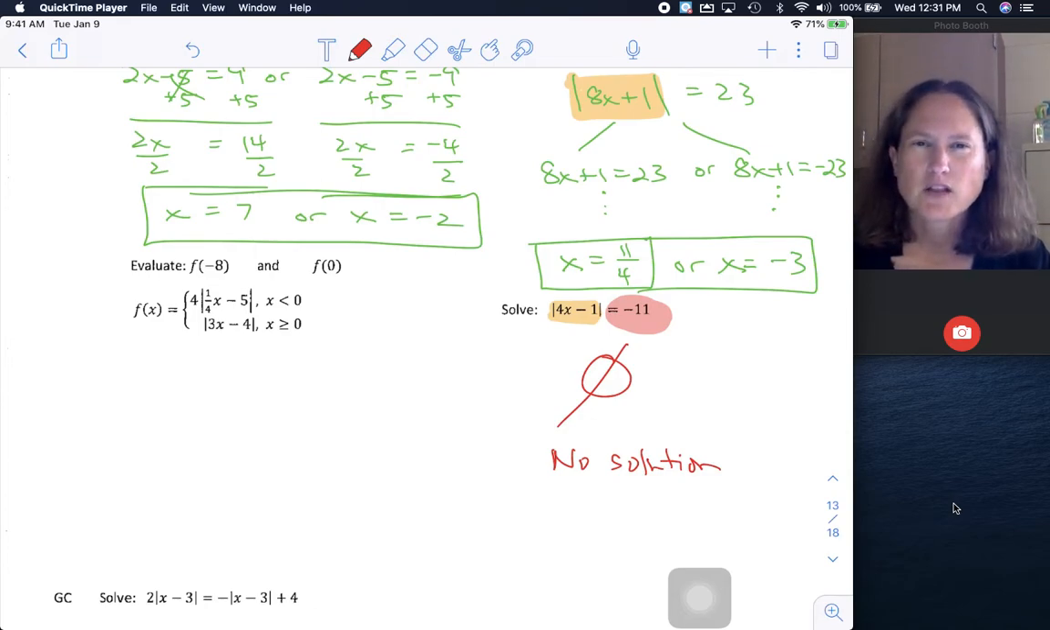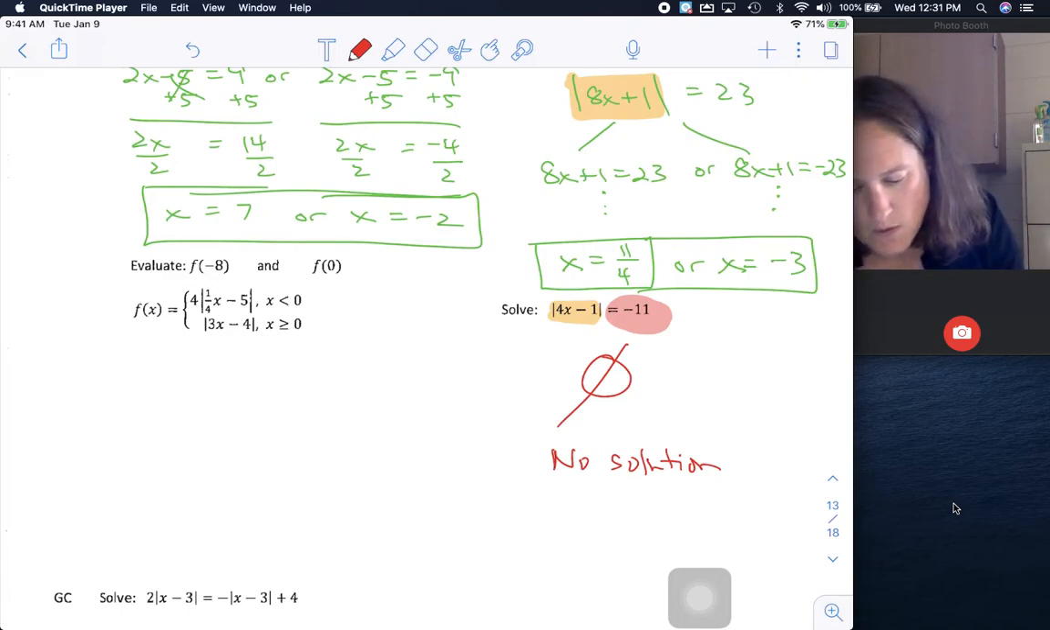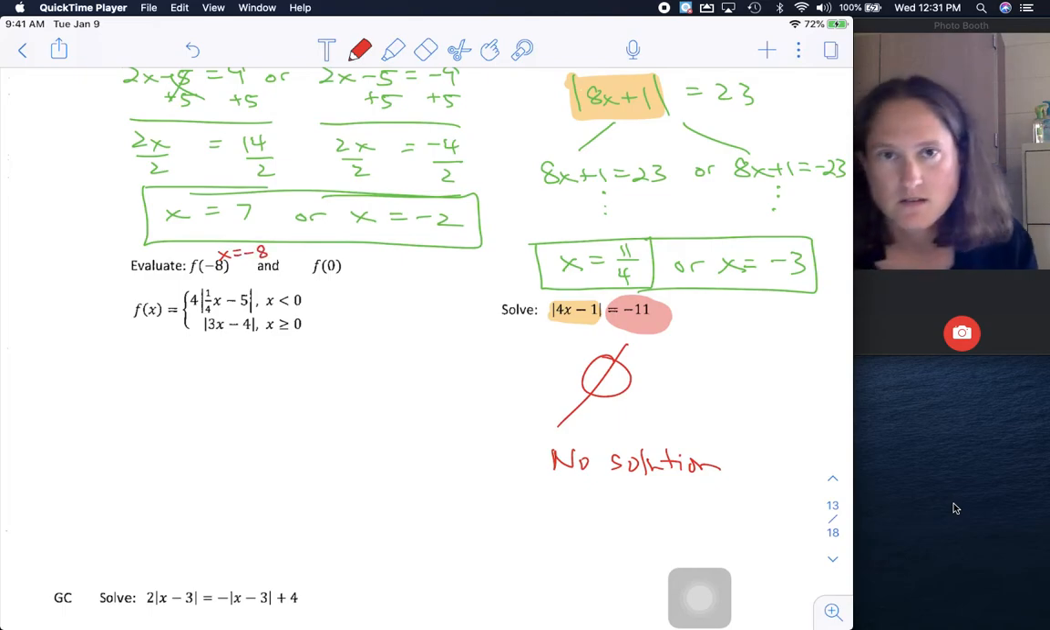We go to the next one. It looks really funky, okay? But just read what it's saying. It's just function notation, so don't be scared. It says the exact same thing we've been doing since probably 3rd grade. But this says f of -8. So remember, this is saying x is -8.